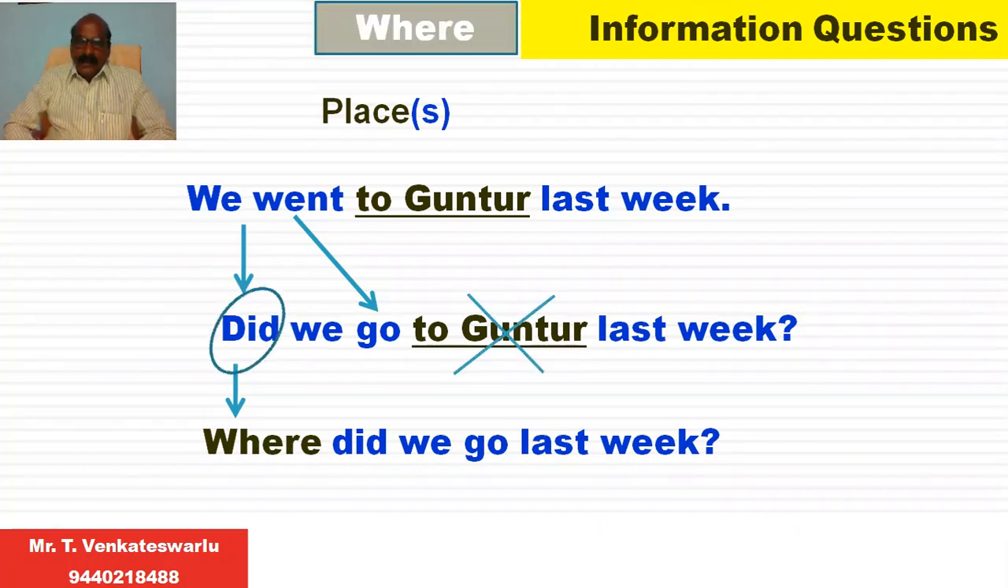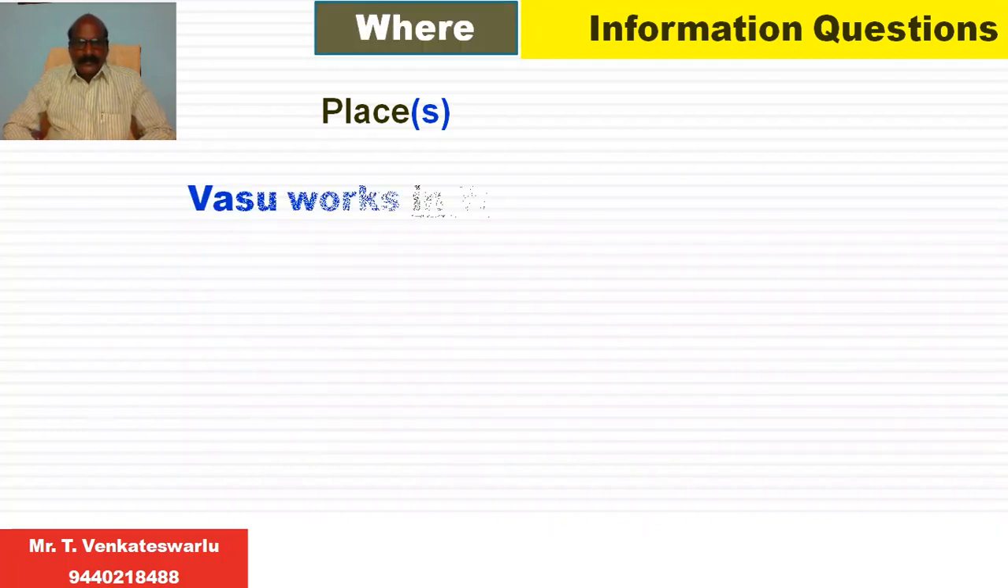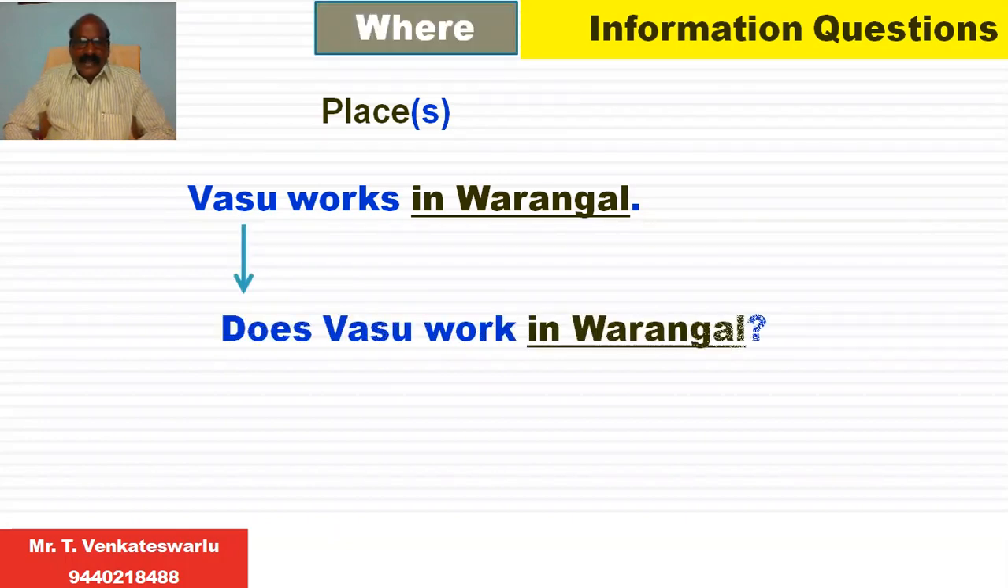And the underlined part is deleted. Another example, Vasu works in Warangal. In the given sentence, the verb works is in simple present tense. So before changing it into a yes or no type question, we should prefix does at the beginning, and the s is deleted from the main verb. Does Vasu work in Warangal?